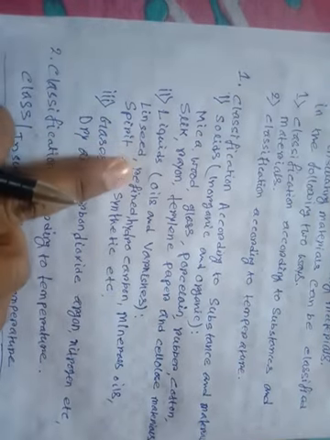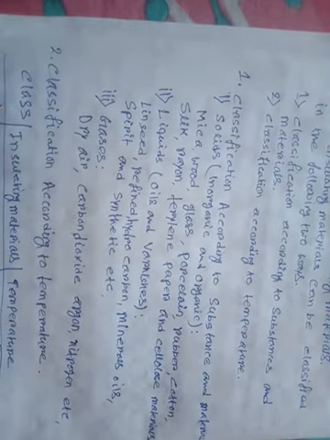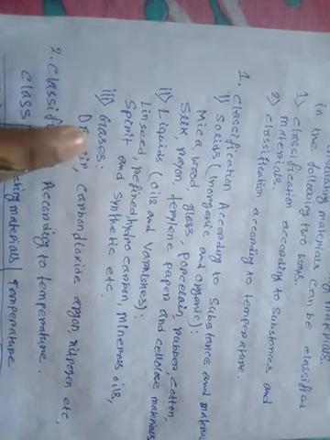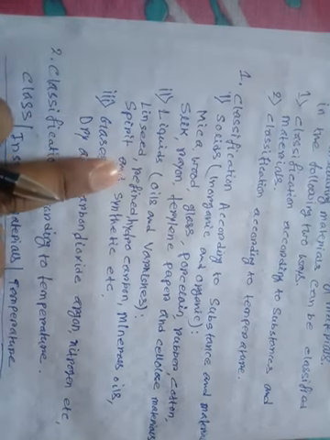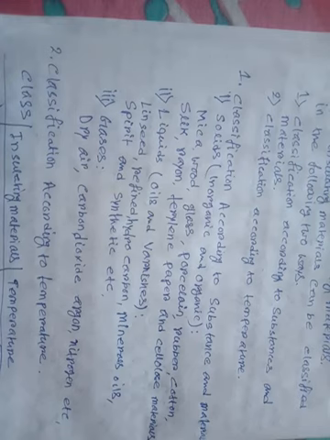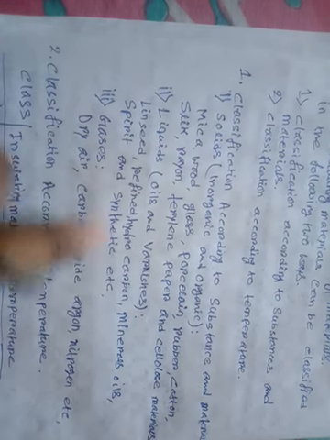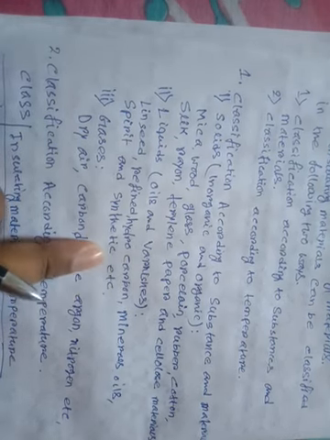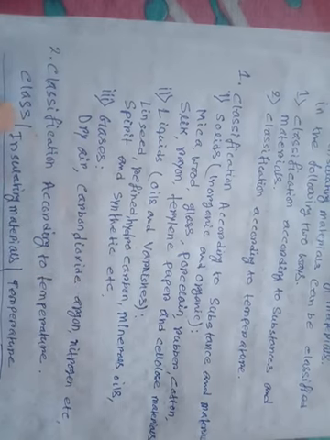Second is liquid, and liquid insulation means oil, varnish, etc. These are refined hydrocarbon, mineral oil, spirit, and synthetic, etc. This is the oil insulation.